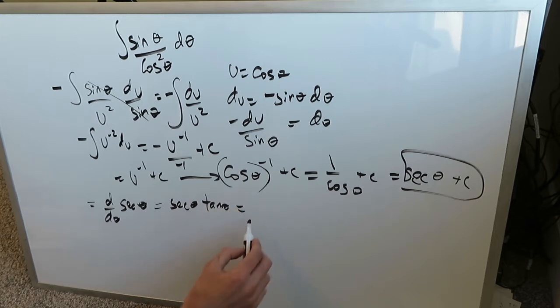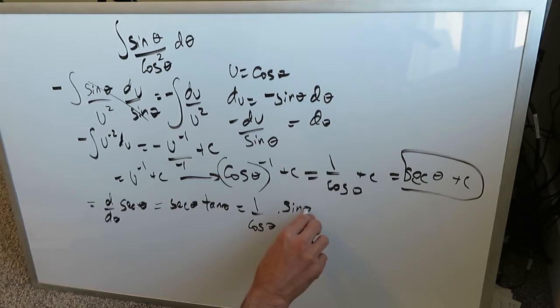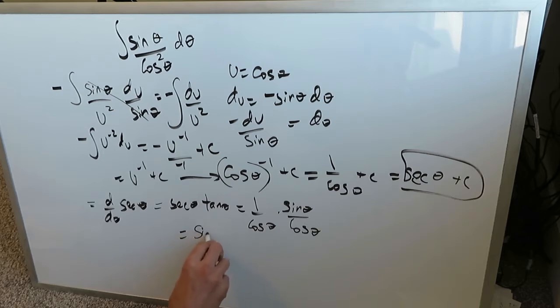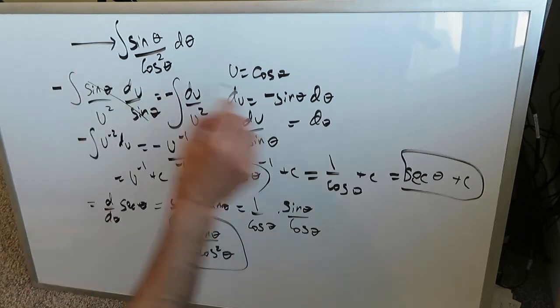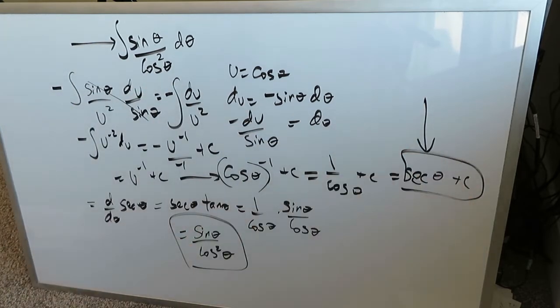Break these down into their basic functions. 1 over cosine theta times sine theta over cosine theta. When you open up all of this, you'll get sine theta divided by cosine squared theta, and you will have shown that the derivative of the antiderivative gives you back your original function, and that's exactly what you have. But this right here, for this question, is your antiderivative.